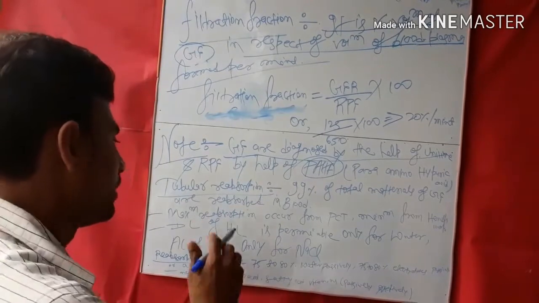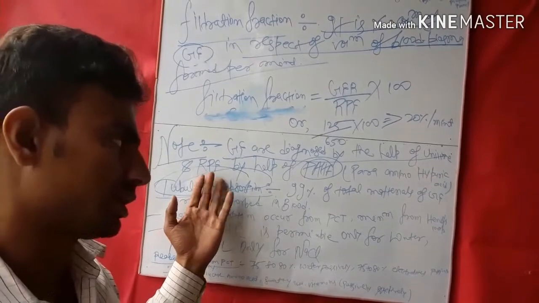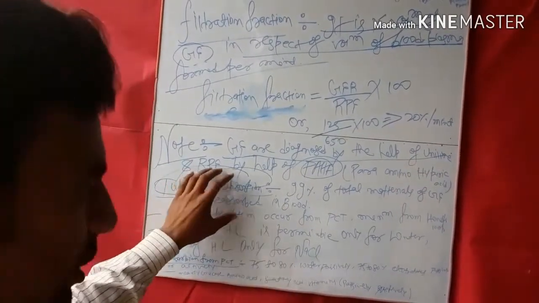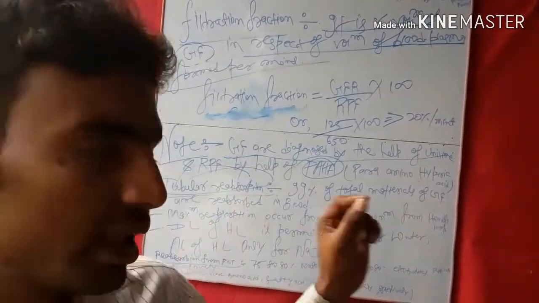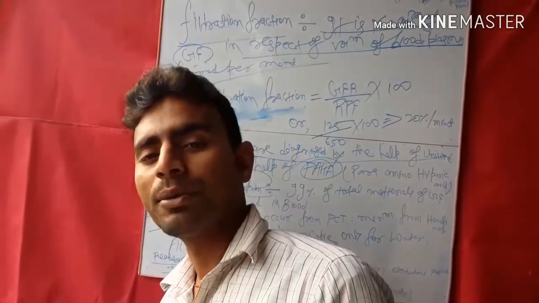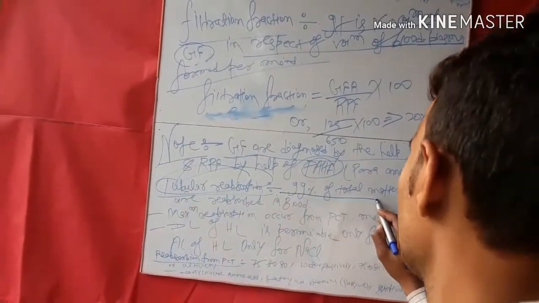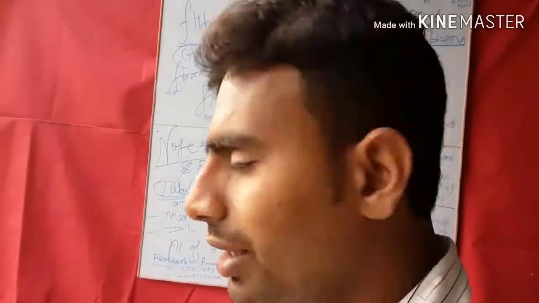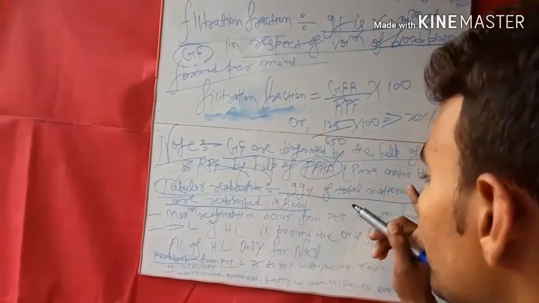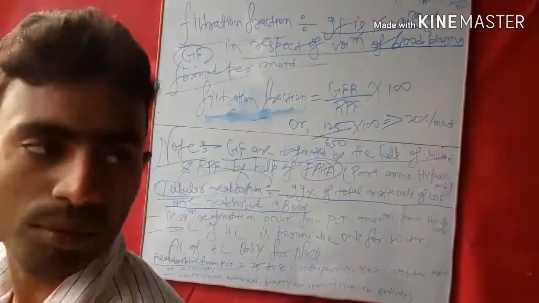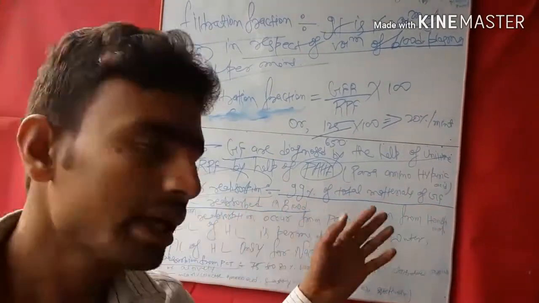The second matter is tubular reabsorption. What is tubular reabsorption? In tubular reabsorption, 99% of the total material of the glomerular filtrate is reabsorbed into the blood.